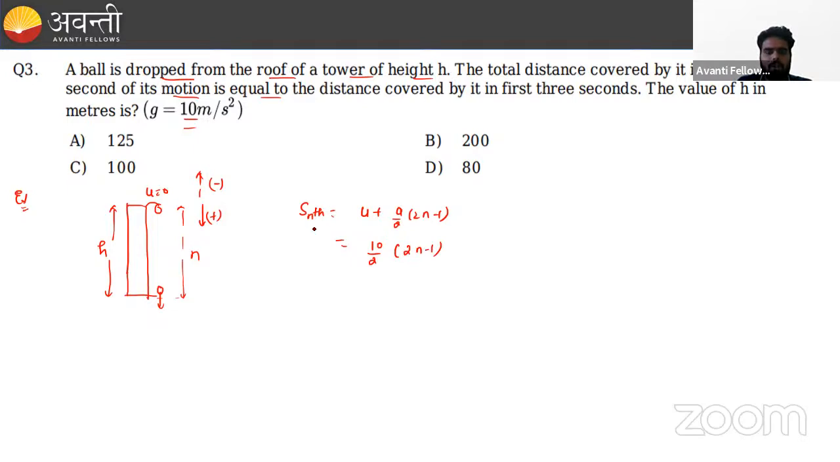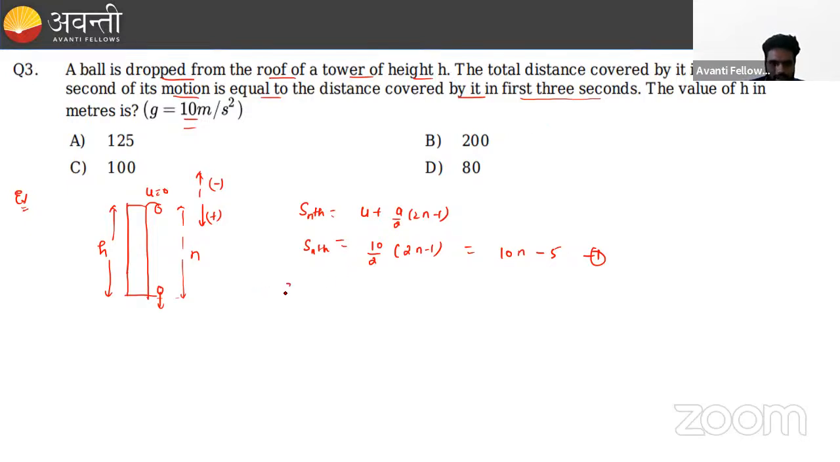And what is the value of S nth, the distance traveled in the nth second? This will become 10n minus 5. Say this is equation number 1. Here, this value is equal to the distance covered by the ball in the first 3 seconds. What is the distance covered in the first 3 seconds?